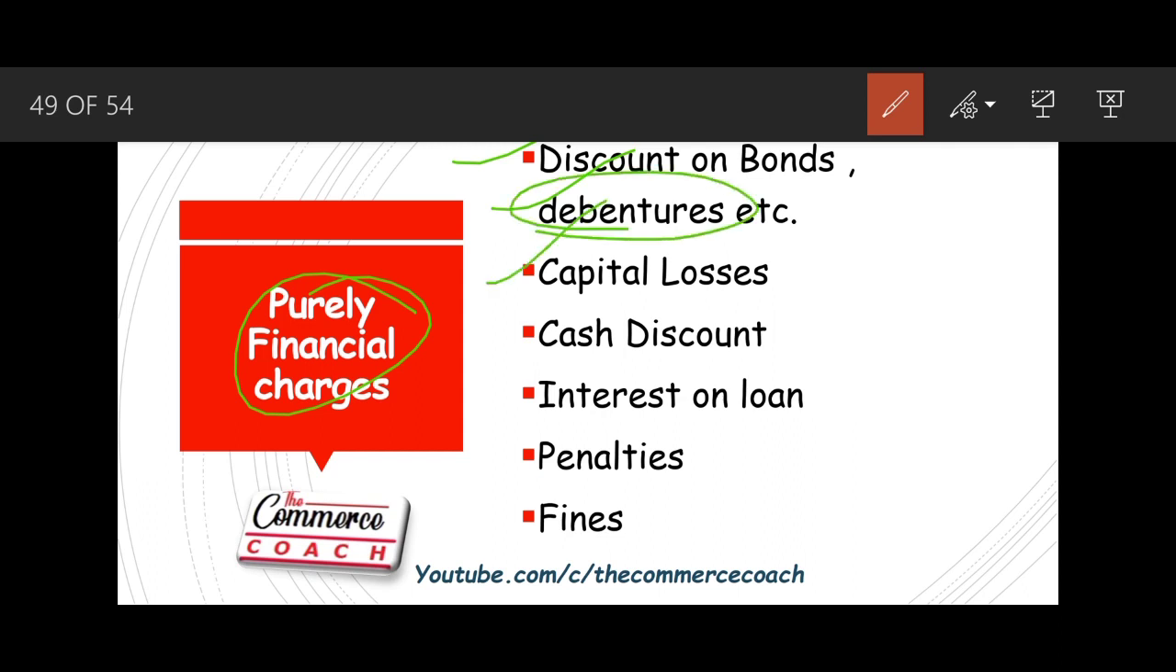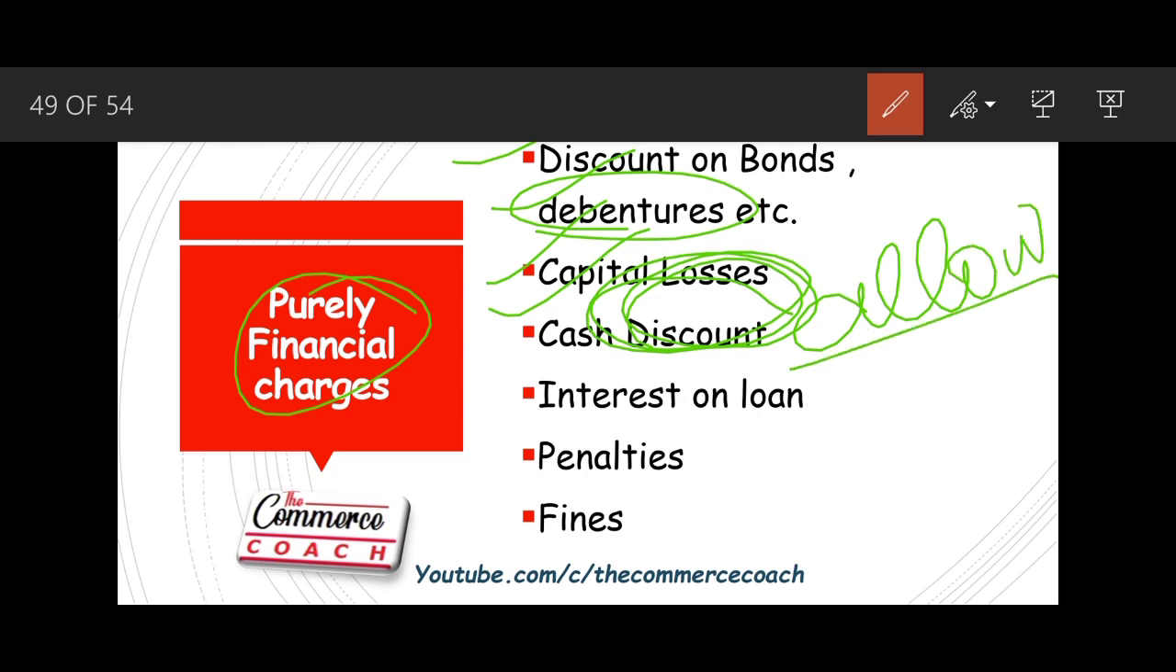Okay, now capital losses, cash discount, or I can say any type of discount. If you allow any type of discount, allow, not receiving, allowing, then it will not be recorded into cost sheet. Or any type of interest if you pay, it will not be recorded into cost sheet. And if you pay any type of penalties or fines, then it will not be recorded into cost sheet.